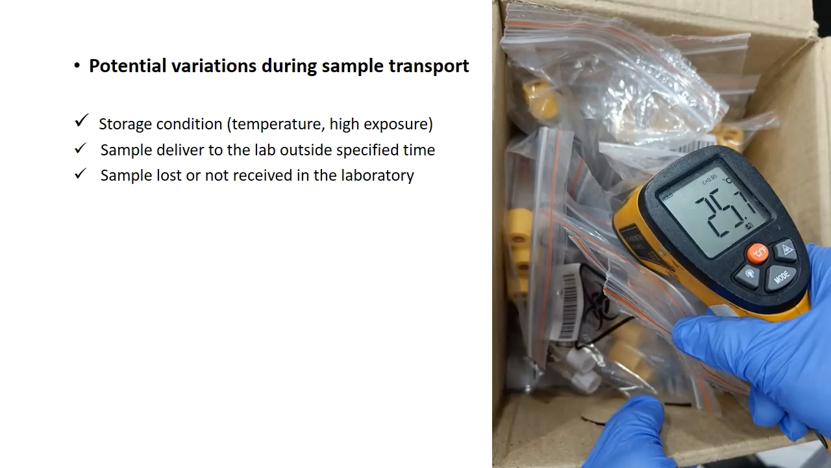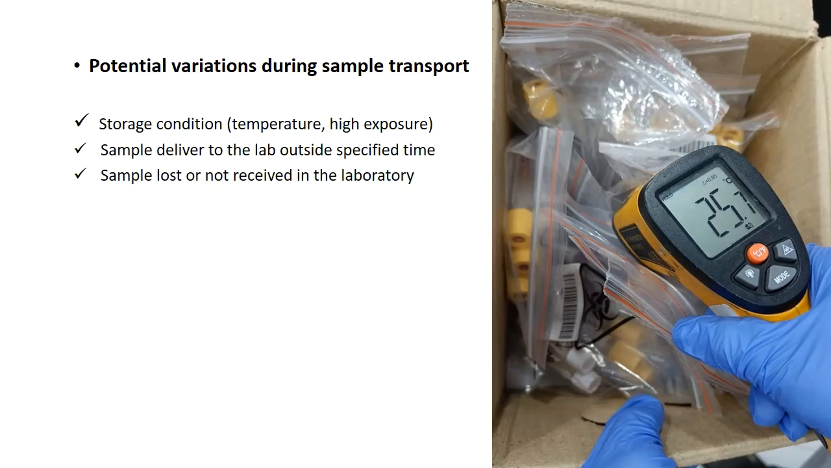Regarding temperature variation, you can see that the laboratory has received these samples at a temperature of 25.7. There was no gel pack or ice pack inside the delivery bag. So once the samples reach the lab, especially in extreme summer conditions, they will get deteriorated and the results will definitely be wrong.